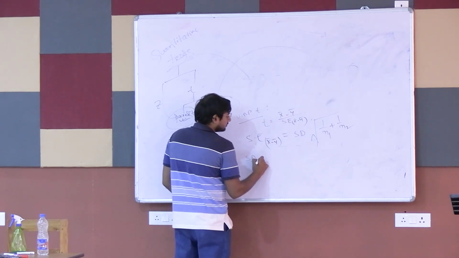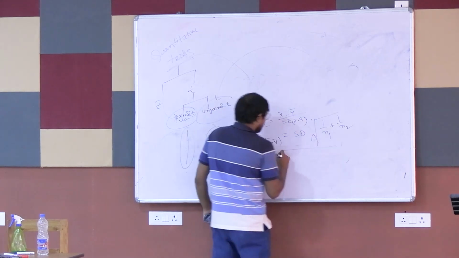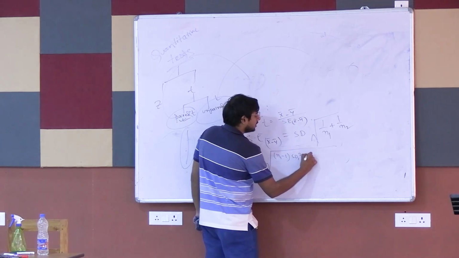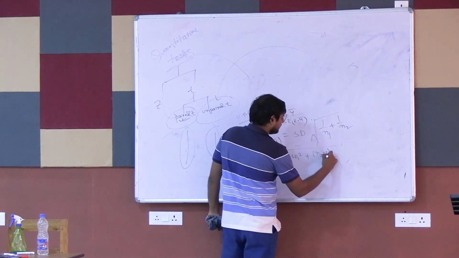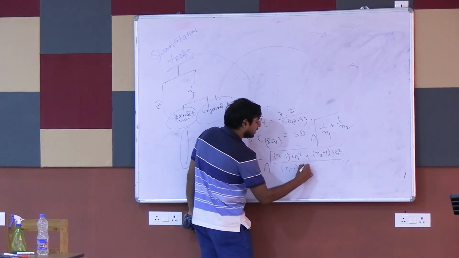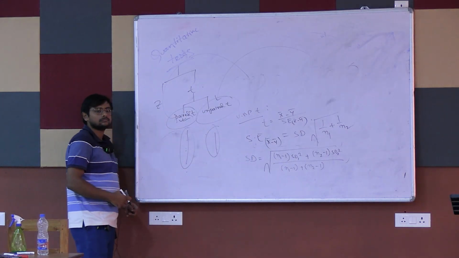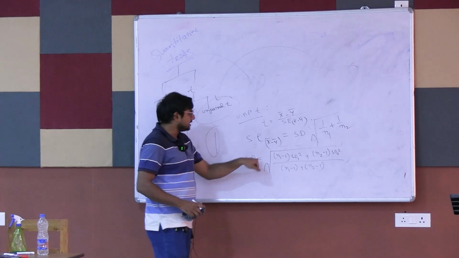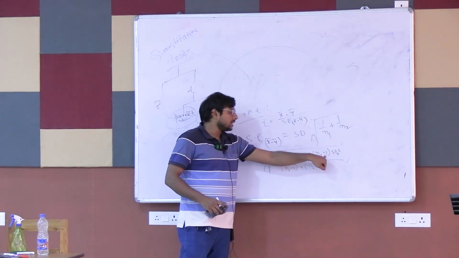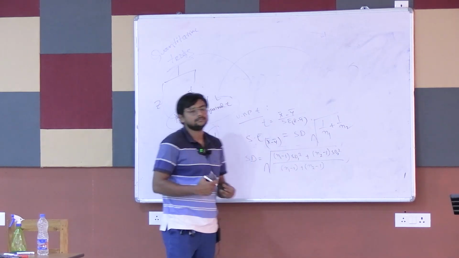And what is SD? SD is equal to root over n1 minus 1 into SD1 square plus n2 minus 1 into SD2 square, divided by n1 minus 1 plus n2 minus 1. Understood?